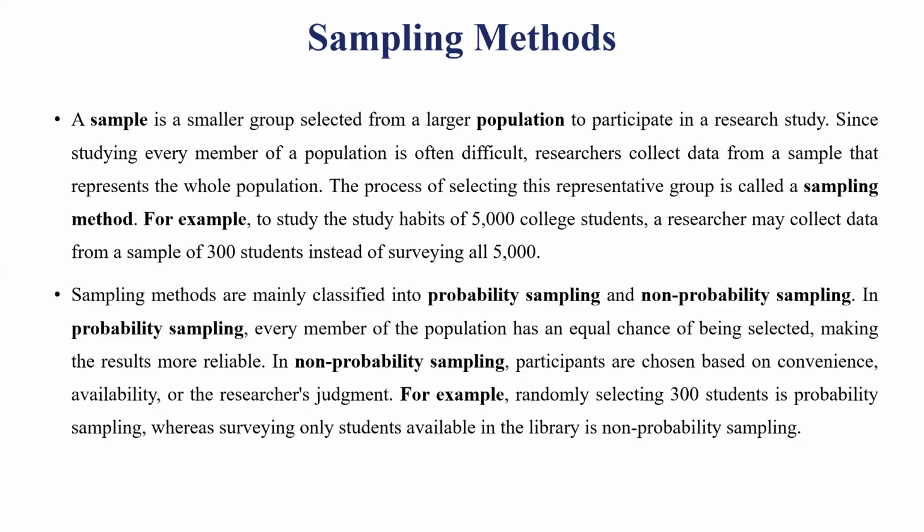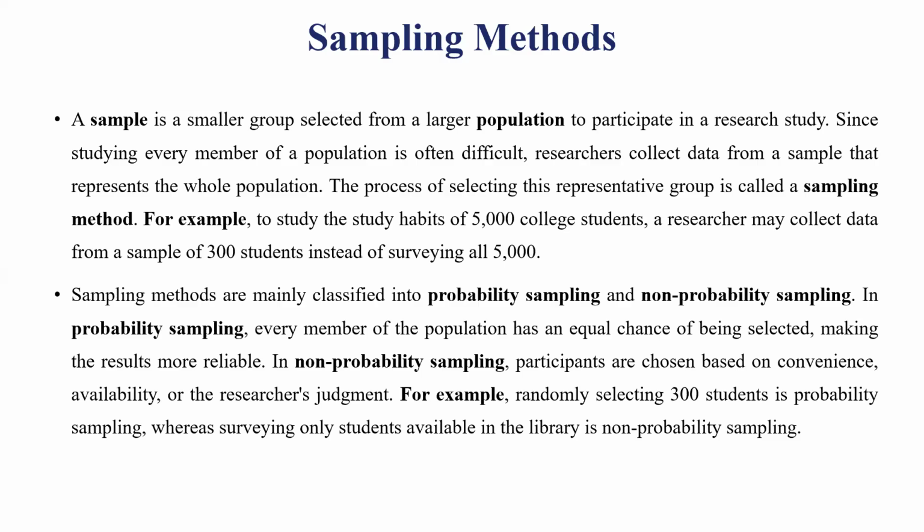What are sampling methods? A sample is a group selected from a larger population to participate in the research study. Since studying every member of the population is often difficult, researchers collect data from a sample that represents the whole population. The process of selecting this representative group is called the sampling method. For example, to study the study habits of 5,000 college students, the researcher may collect data from a sample of 300 students instead of surveying all 5,000. This is called sampling.